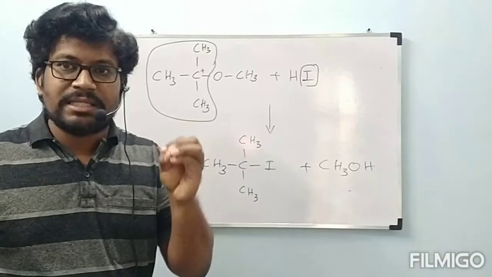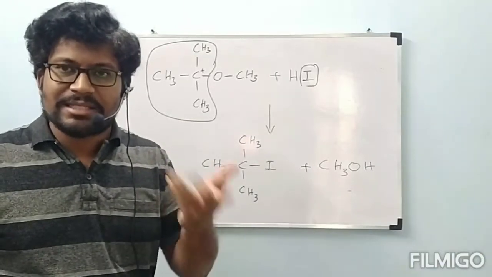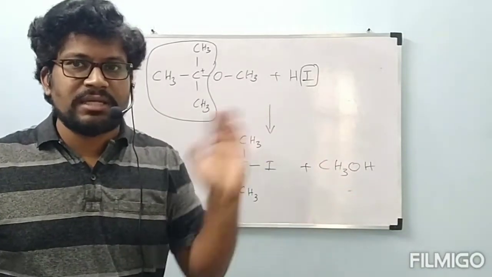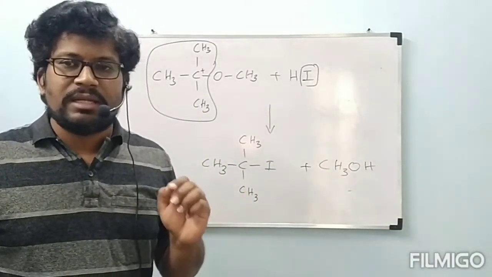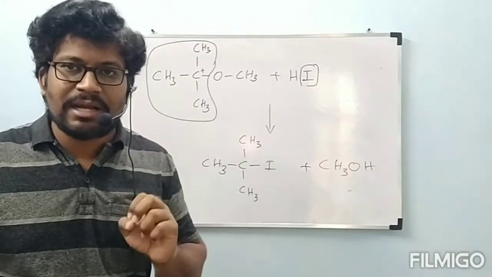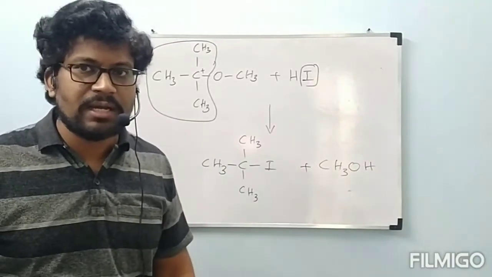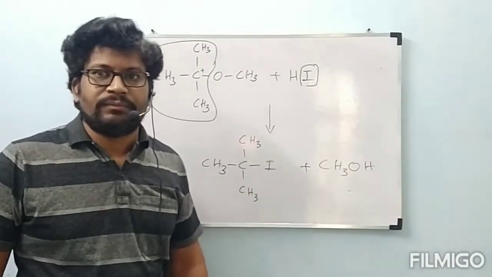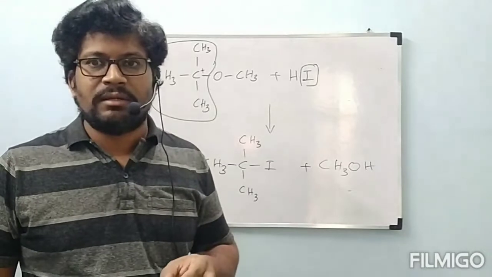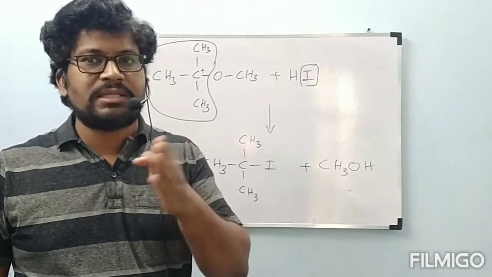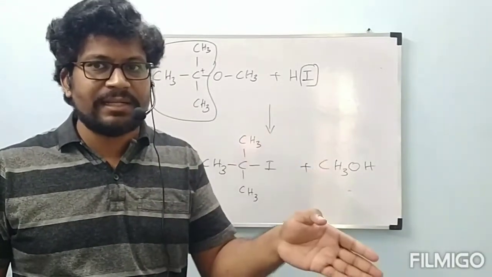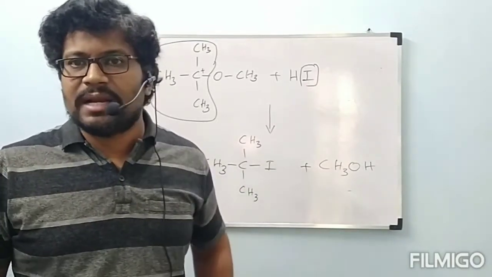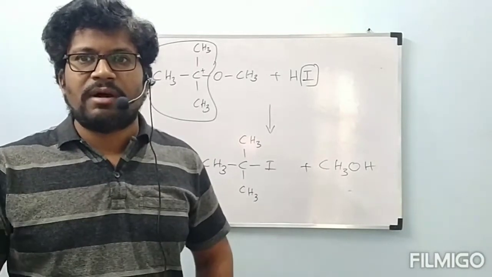But when branching increases, with a branched chain compound on one side and a straight chain compound on the other, then the highly branched carbon will form the more stable carbocation. That's why it will react with I- to form the iodide. When we have two branched chains, we have to see which one is tertiary and which is secondary. Out of secondary and tertiary, the more stable, the tertiary carbon atom, will be bonded with iodine to form the iodide.